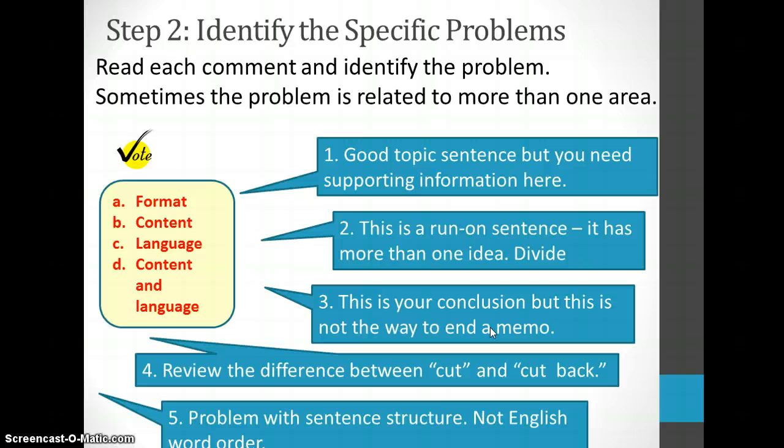Your call for action. And if there's a language issue, pay attention. There may be something. Do you mean cut or cut back? Do you mean mail? I'll send it by mail, or I'll send it by email. And sometimes the problem is with grammar or sentence structure. You're translating directly from your native language, and that will sometimes cause a problem where your meaning is unclear.